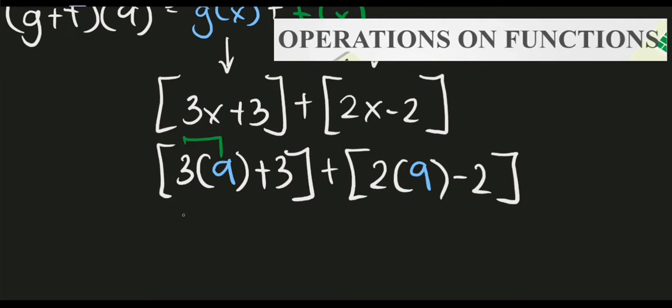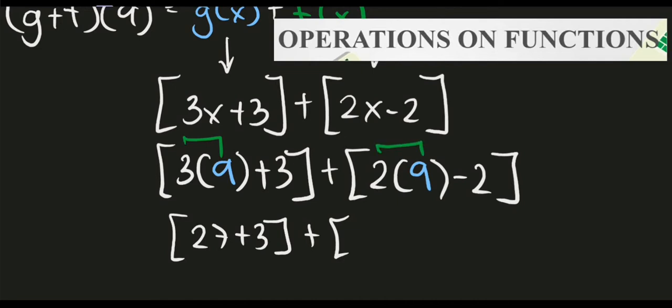Okay, so it will give us 27 plus 3. And we need to add this to 2 times 9. Okay, that is 18. So, we have 18 minus 2. And simplify each term. So, it will give us 27 plus 3, that is equals to 30.